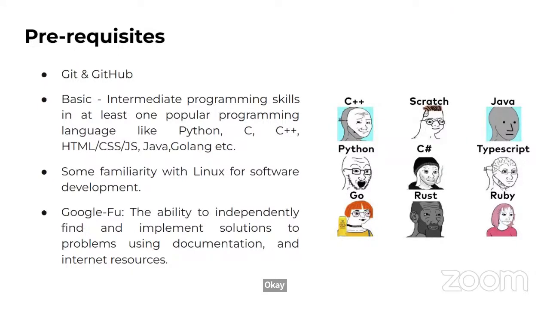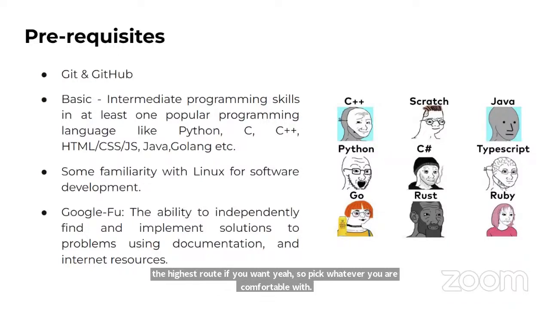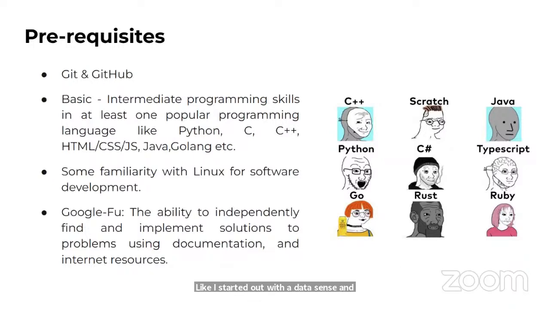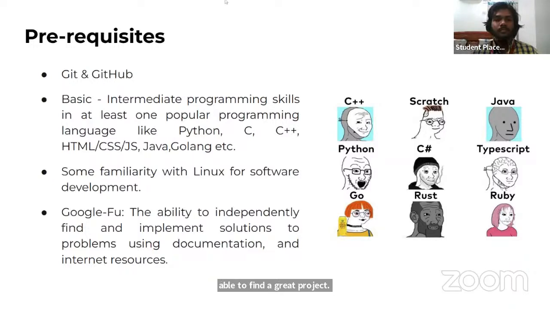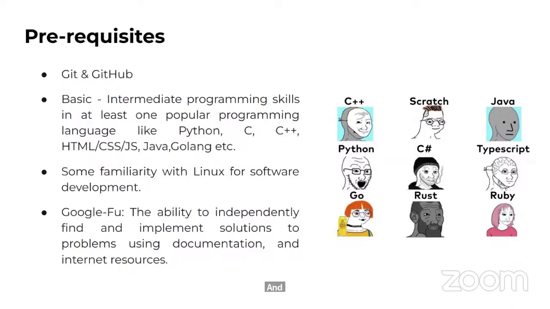The programming languages, it can be anything from Python to C++ to web development to app development. You can even go the iOS route if you want. Pick whatever you are comfortable with. I started out with data science, and in my time, I couldn't find a lot of data science projects in GSoC. But since I had passion for my particular tech stack and the projects that I was working on, I was able to find a great project, and it was the perfect fit for me. So in the end, I also got selected for the particular project.